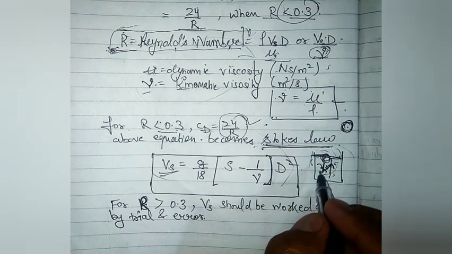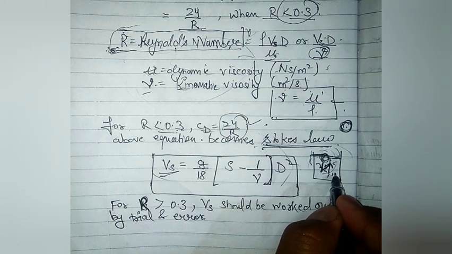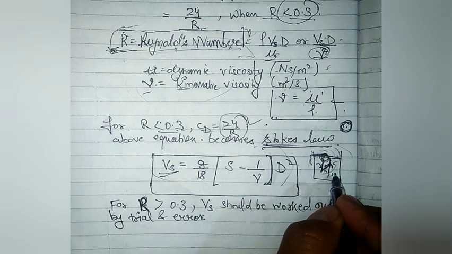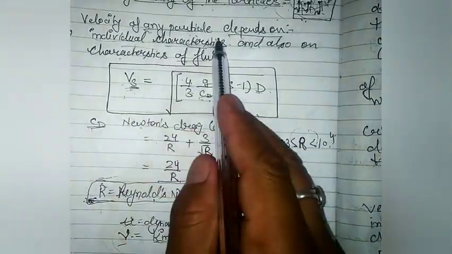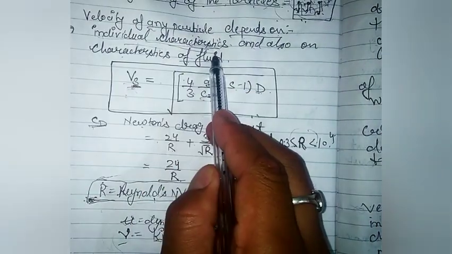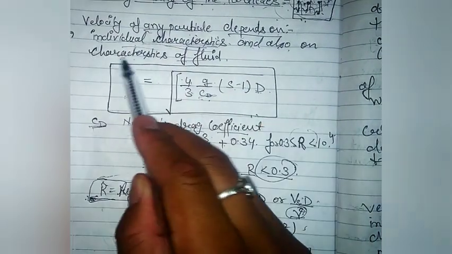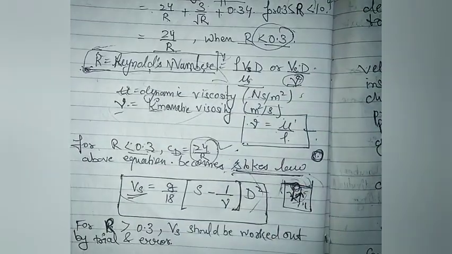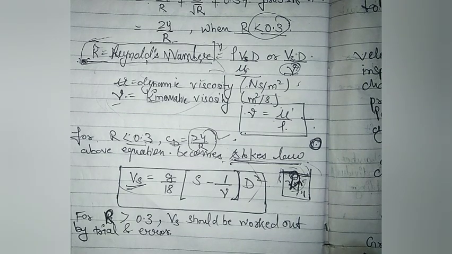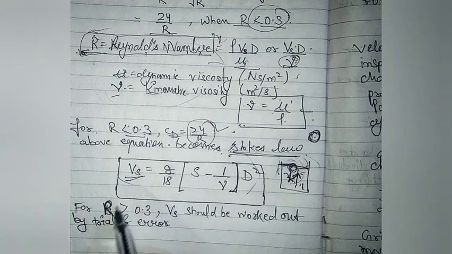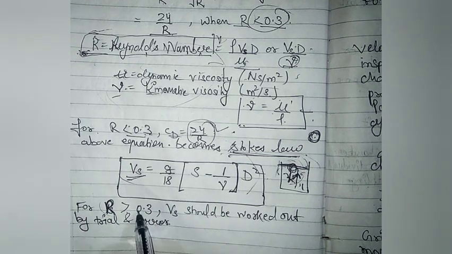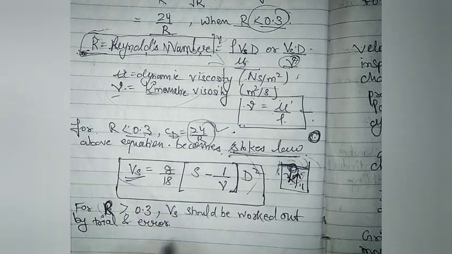Okay, and it depends upon the fluid characteristics also. So that's why we discussed in this concept that the velocity depends upon the individual characteristics of the particle and also the characteristics of the fluid, because the viscosity of the fluid also influences the settling velocity of the particle. Okay, so when your R is greater than 0.3, Vs should be worked out by trial and error.